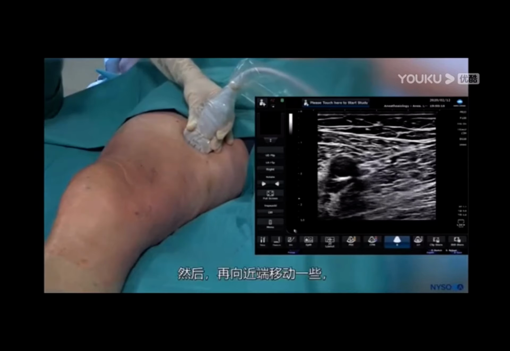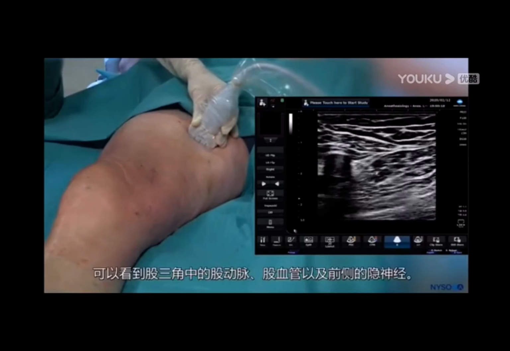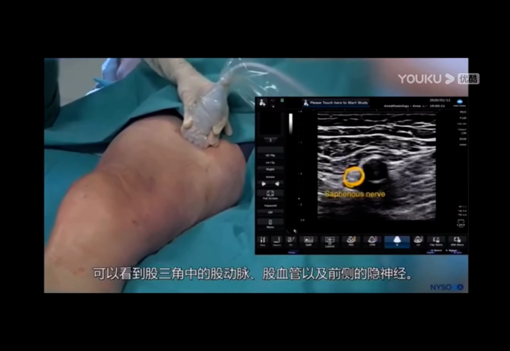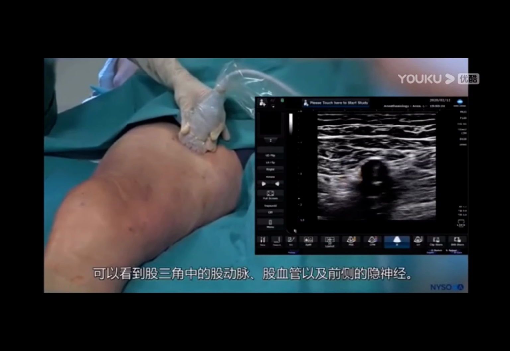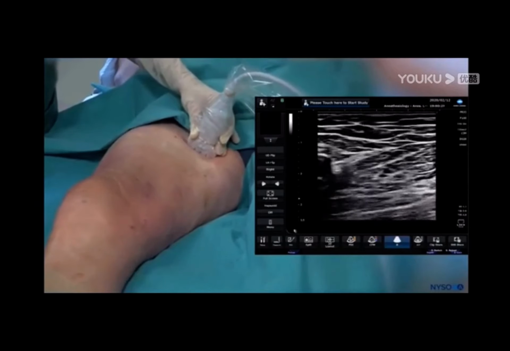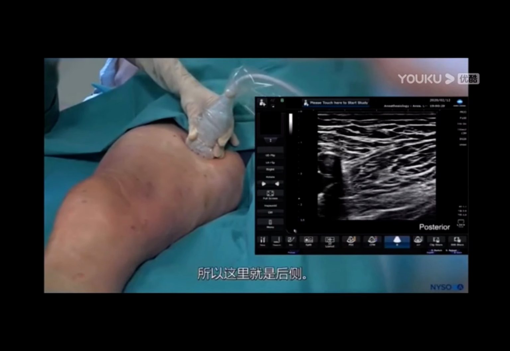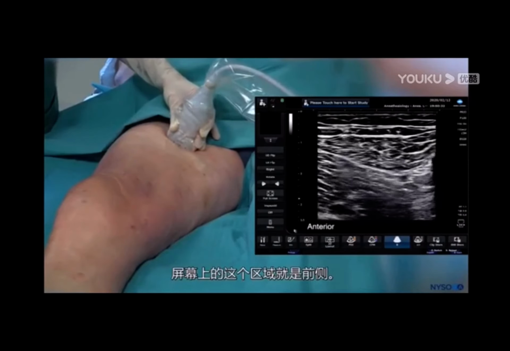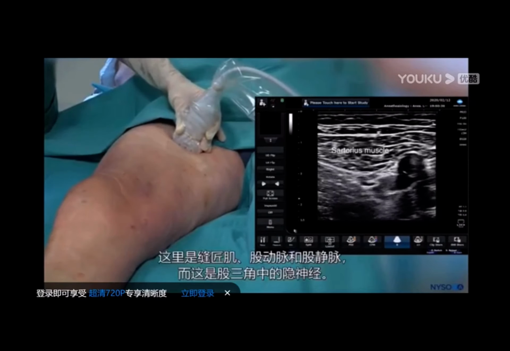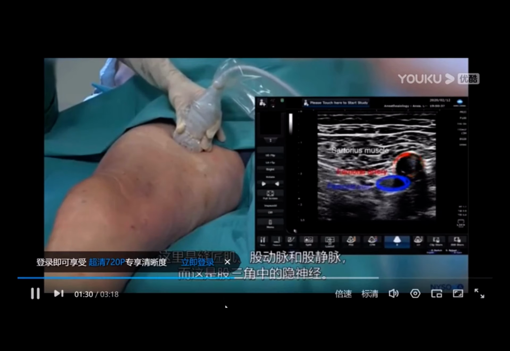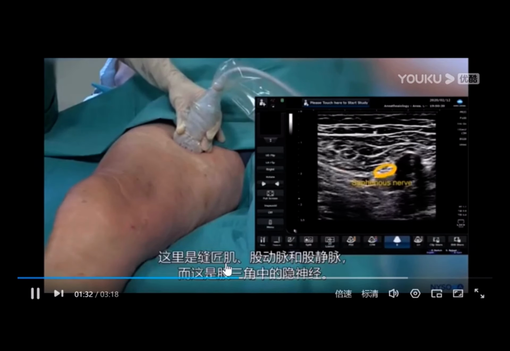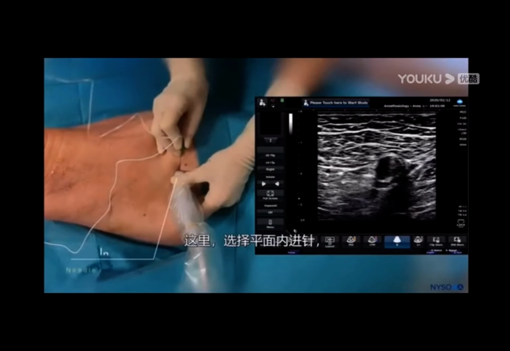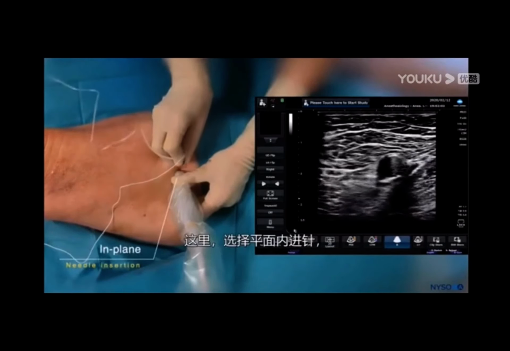and then as we trace more proximally, we can see the femoral artery and the femoral vessels and the saphenous nerve anterior to it in the femoral triangle. So this here would be posterior. This here on the screen would be anterior. And again, this is the sartorius muscle, femoral artery and femoral vein, and that is the saphenous nerve in the femoral triangle. Insertion of the needle here is in plane.